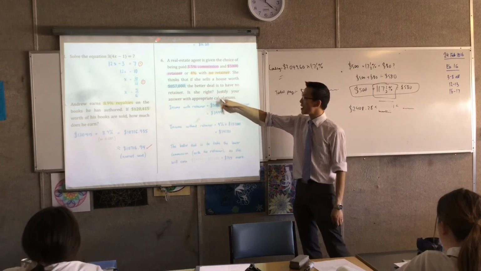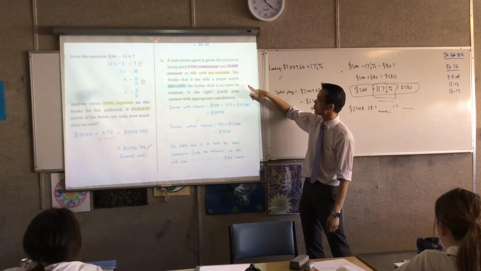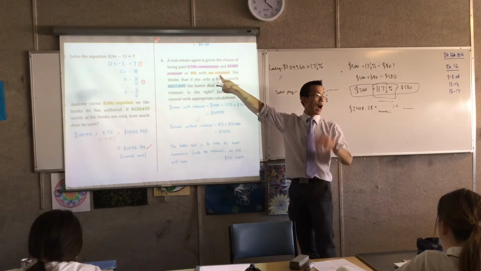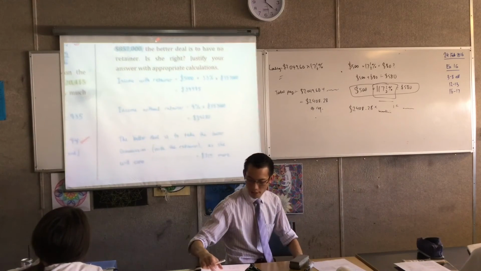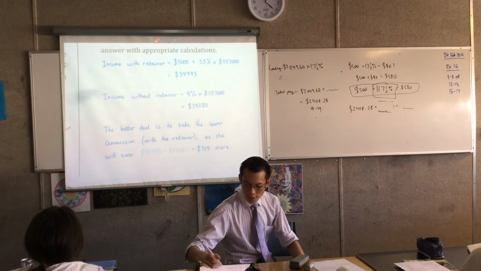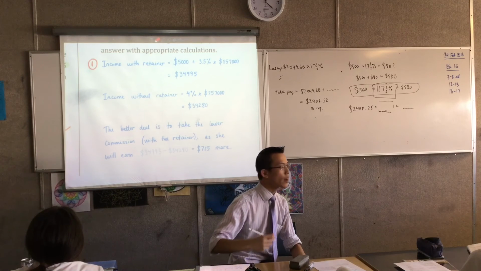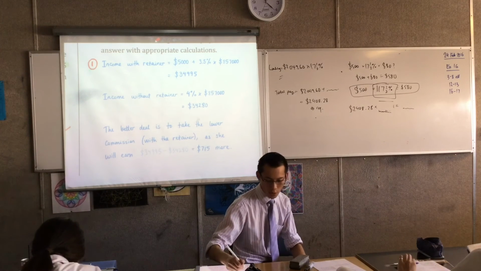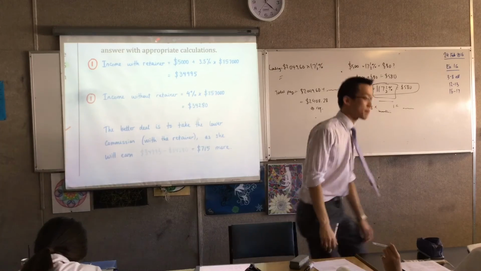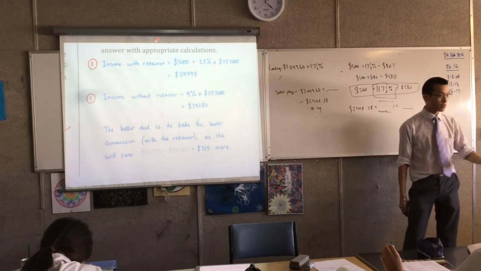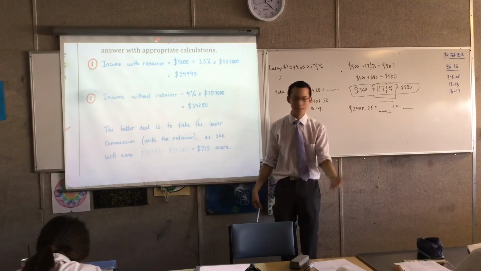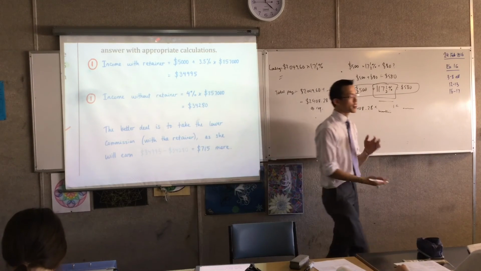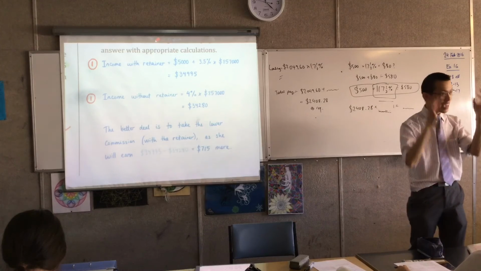So, is she right in thinking that the no retainer option is the higher commission? The 3 marks are for, you can see them here. The first thing is, you've got to work out what each of the incomes are, with or without the retainer, and that's 2 separate pieces. So I'm expecting 2 marks there. Someone has to work out both of them. There's no way to avoid it. The third and final mark is for actually answering the question.